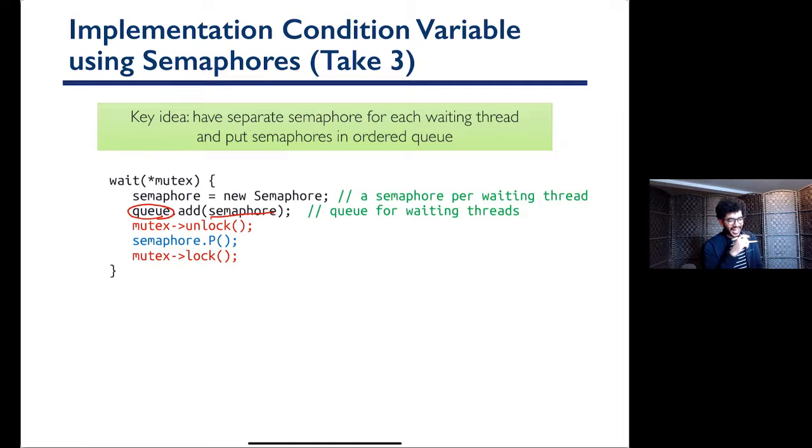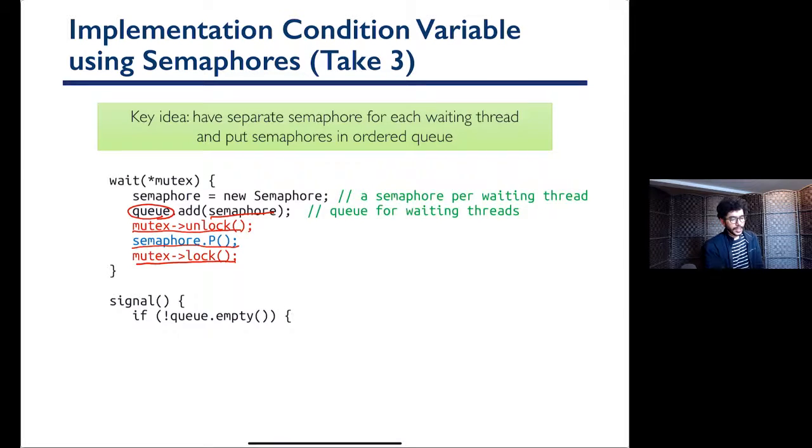So I'm now adding this semaphore that I created to my queue. Then I unlock the mutex and I call P on this semaphore. And then when I come back, I try to lock the mutex again. And let's look at signal.